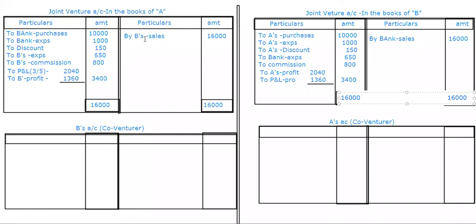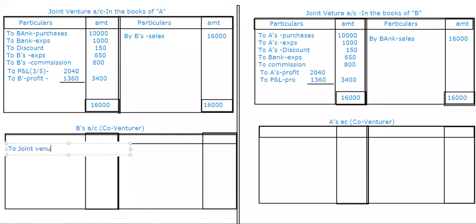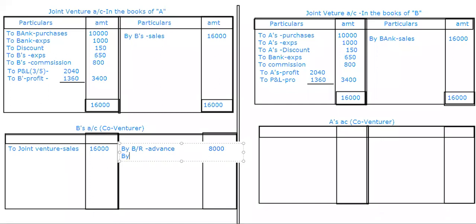Now first I'm preparing B's account. Here only one transaction is there. So directly I'm taking here as to joint venture account. Joint venture sales 16,000. Rest all these things. But before here also we have one advance. So by bills receivable advance, how much it is? Full amount will write 8,000. Then rest all copy and paste.